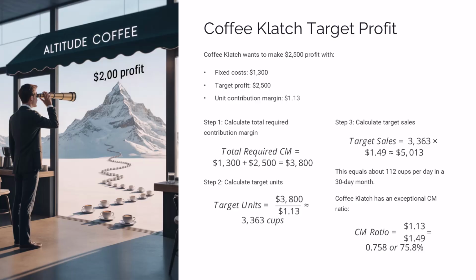$1.13 is approximately 3,363 cups, which at $1.49 each equals approximately $5,013 in sales revenue, or about 112 cups per day in a 30-day month. This is exactly the math that every franchise owner does before buying a Subway, McDonald's, or Dunkin' franchise.